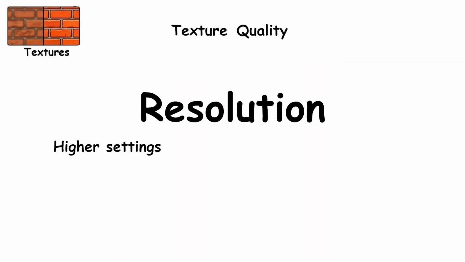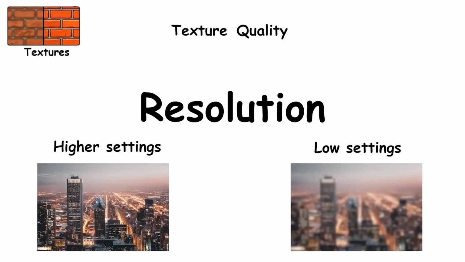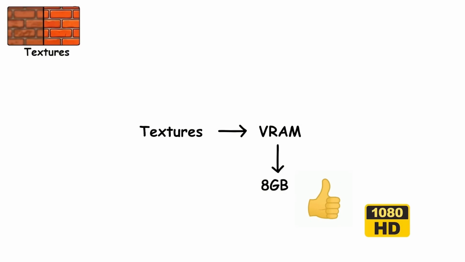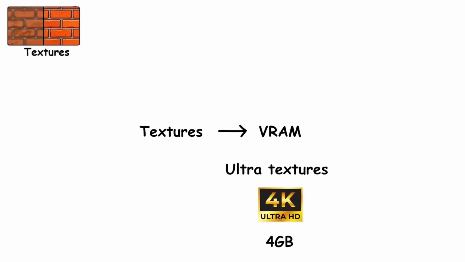Texture quality controls the resolution of those images. Higher settings use larger, more detailed texture files. Low settings save memory but can make objects look blurry, like someone tried to paint the world using a potato. The main thing textures affect is VRAM usage. If you've got 8 GB of VRAM, you're usually fine on high textures at 1080p and 1440p. But try to run ultra textures at 4K with only 4 GB, and you'll see stuttering, pop-in, and textures loading in chunks like a buffering YouTube video.